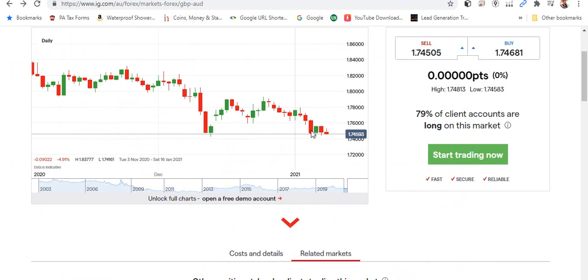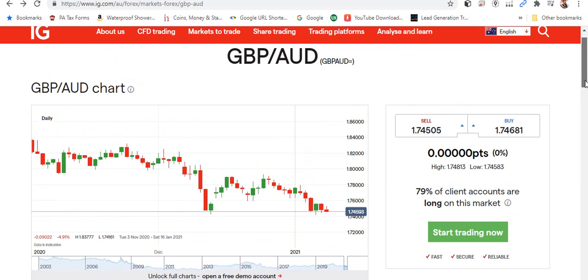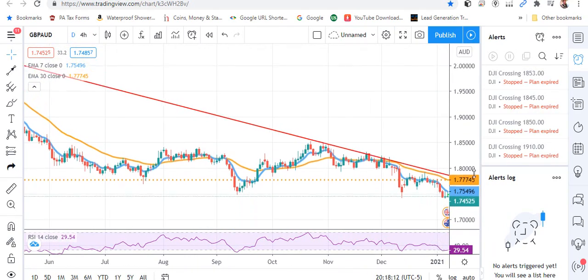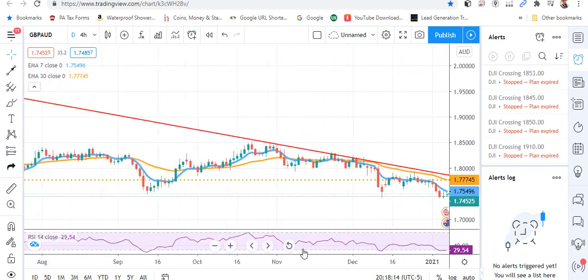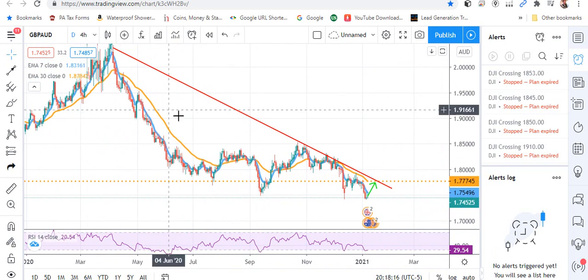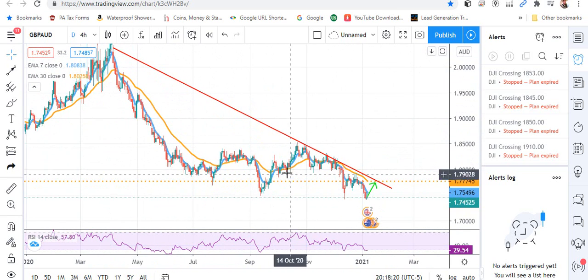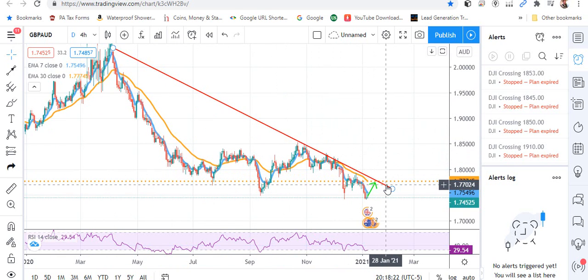But let me show you another pair that you can trade. The Great British Pound, Australian dollar, for example. 79% of clients are long. Now, you would think it would have gone up if so many people are bullish, but that's not the case. This market has been trending lower. Look at this, right? So I think this major trend line, this one is a lot easier. I would say that this major trend line is in play.